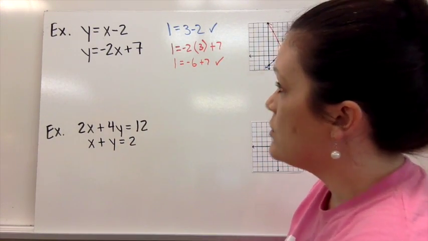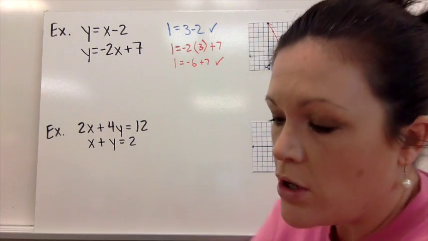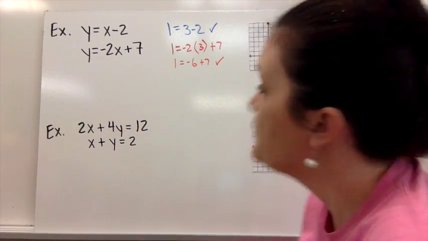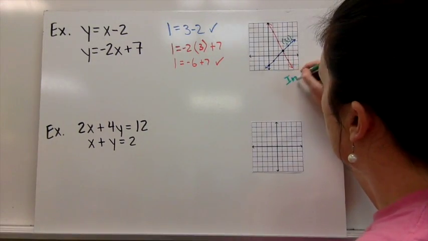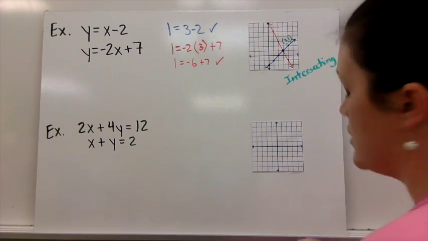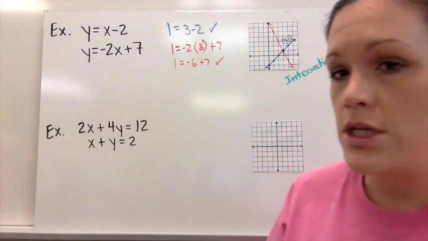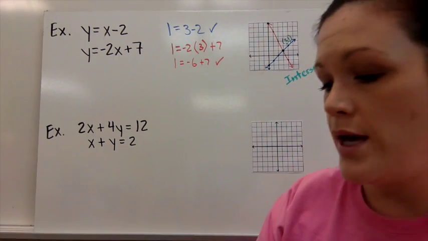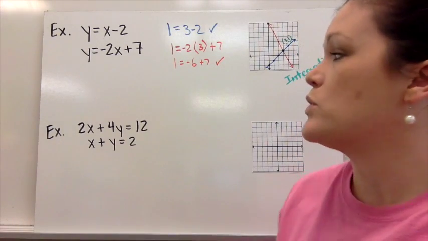So let's try another example. (3, 1) was our solution. Oh, and let's add one more thing to that one. These were intersecting, just to refer back to what we just saw. They're intersecting. They had one solution at the point (3, 1). So x was 3 and y was equal to 1.